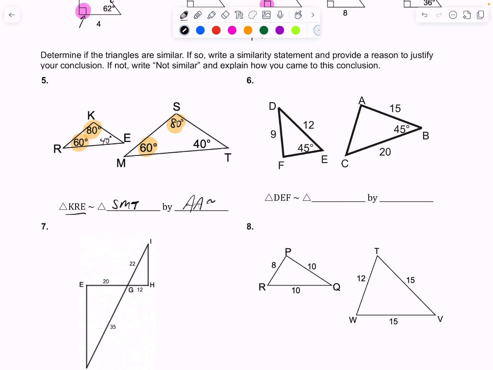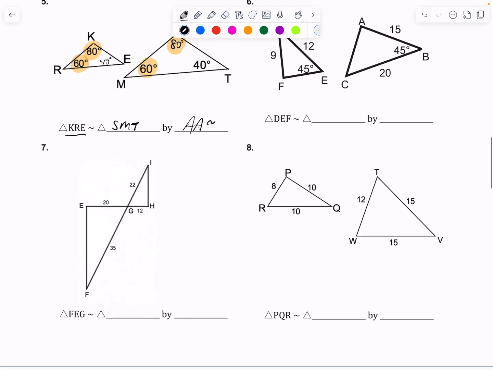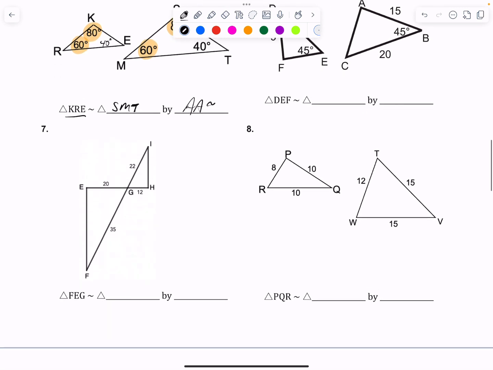All right, so that's that one there. I'm going to skip 6. Check out the key for that one. Here's 7. We're trying to do triangle FEG.